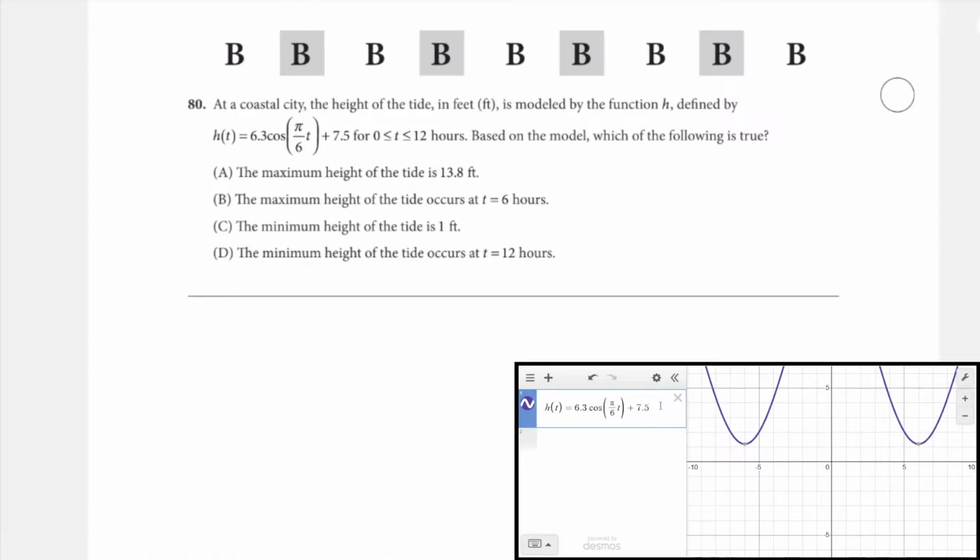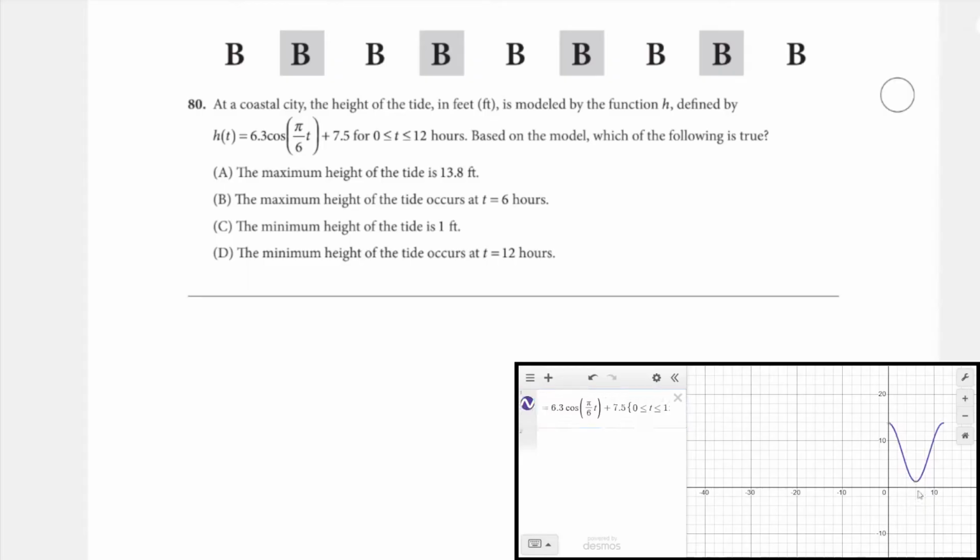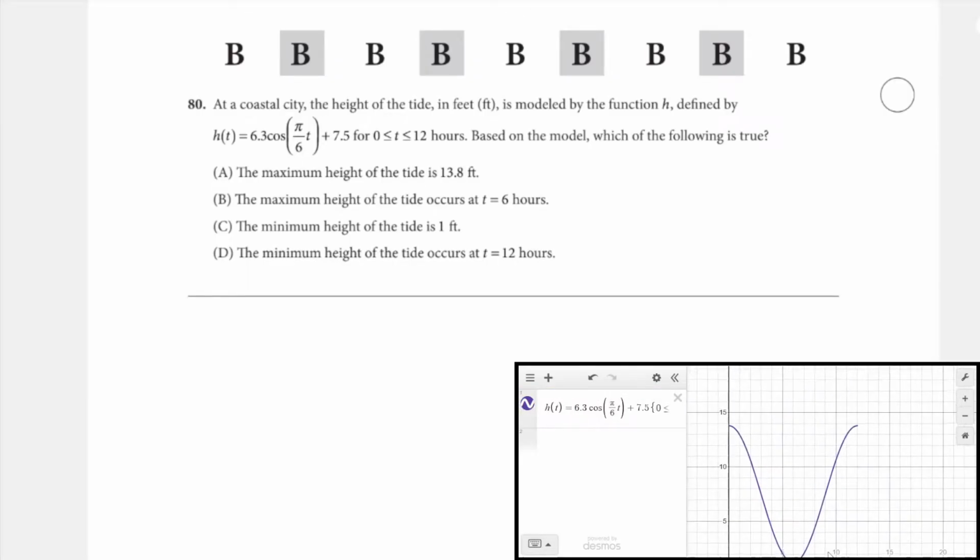And I am actually going to restrict the domain because that's something I found is particularly useful in calculus. 0 less than or equal to, and you just press the less than key and then the equal key, and it knows less than or equal to t less than or equal to 12. Okay, so now it's only going to show me what's going on from 0 to 12 with this tide.